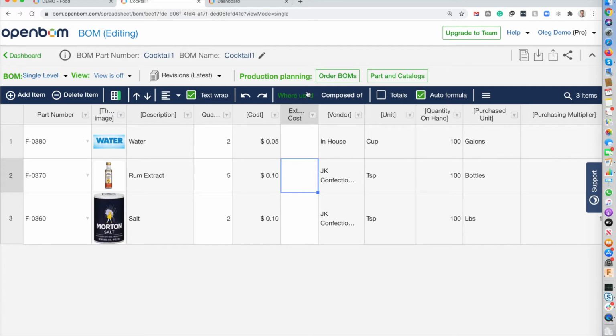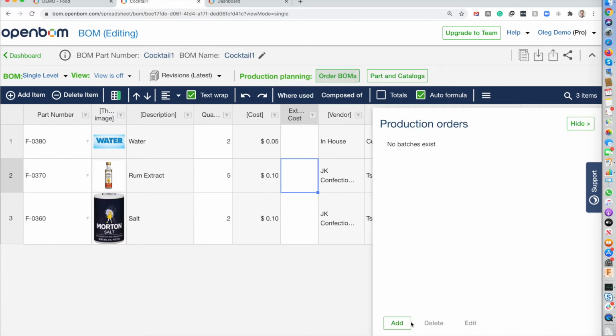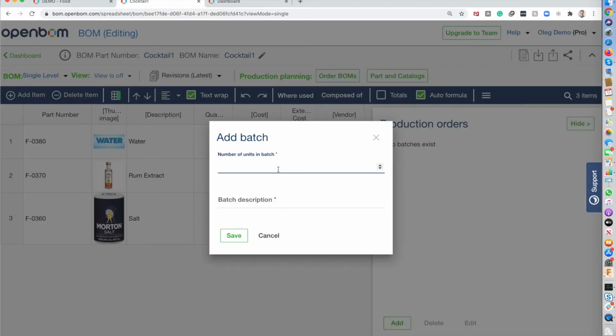But for the moment, I will create an order BOM. Let's say I'm going to have a party of thousands of cocktails. So I'm selling the party and I'm going to make 1,000 cocktails. So how many bottles, pounds of salt, and water do I need to buy? So this is my party order.